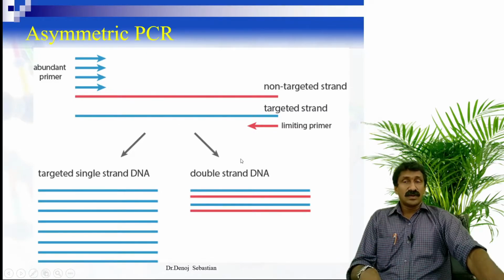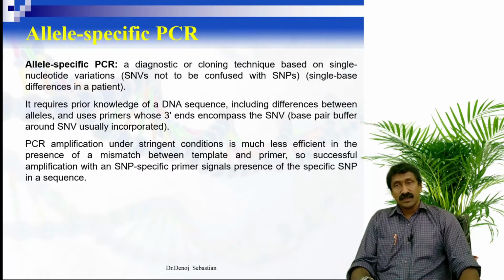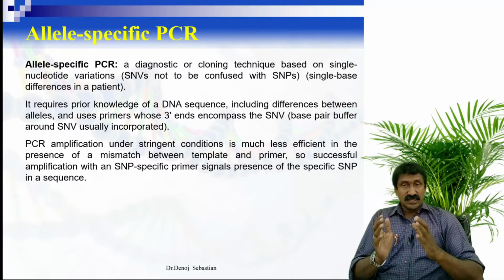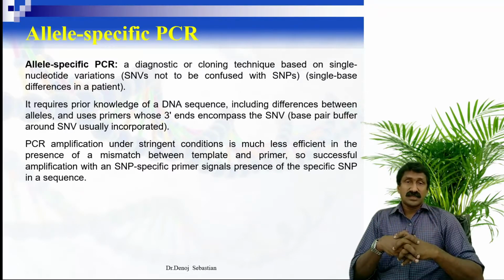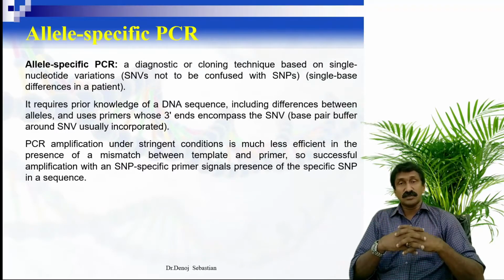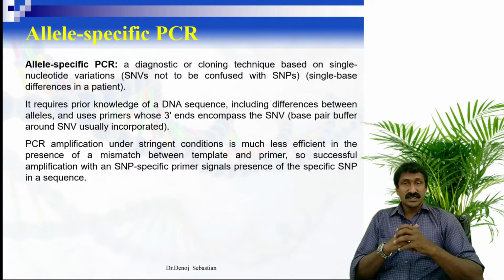So this is how asymmetric PCR amplification works. The next one is allele specific PCR. In allele specific PCR, actually, it is a diagnostic or cloning technique based on single nucleotide variations. It is SNV, not to be confused with SNP, or single nucleotide polymorphism. This is a single nucleotide variation, SNV.